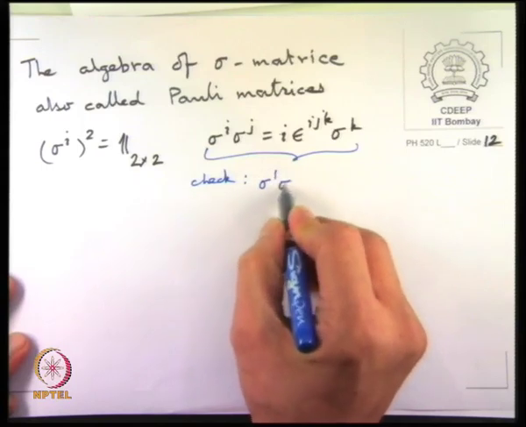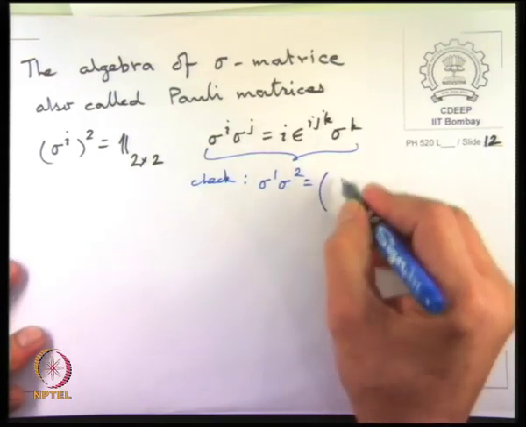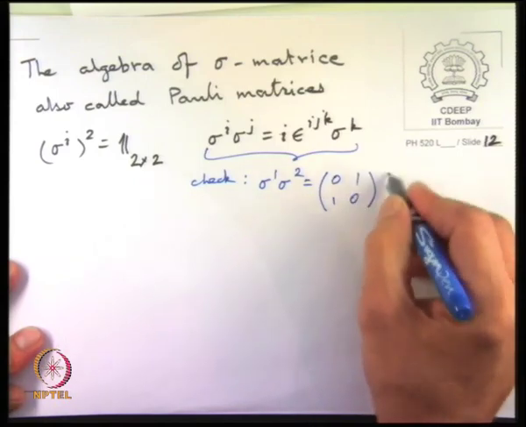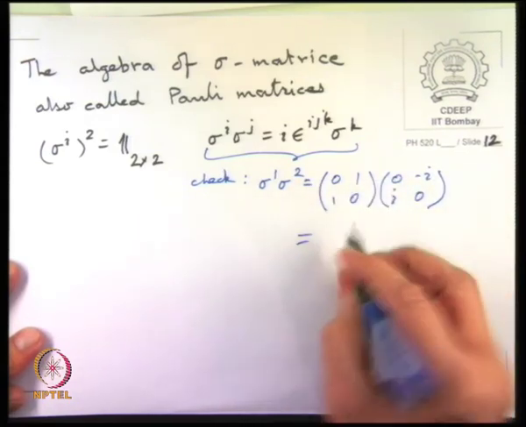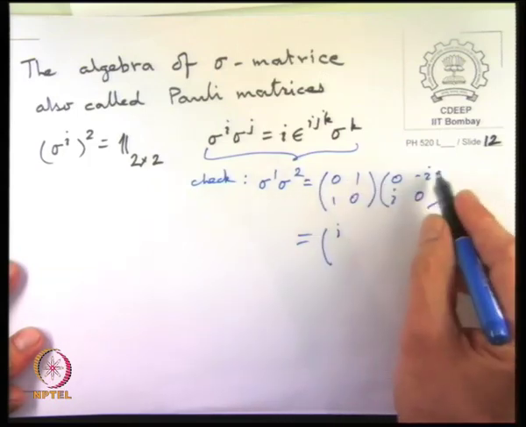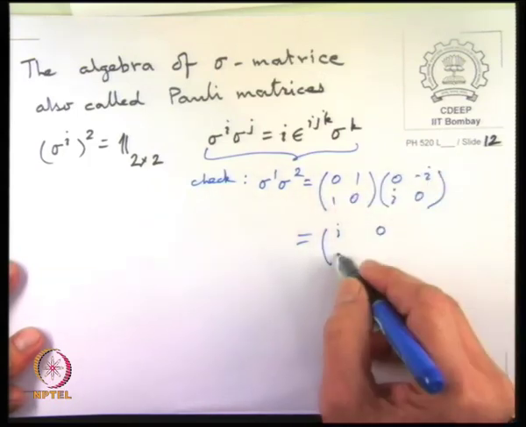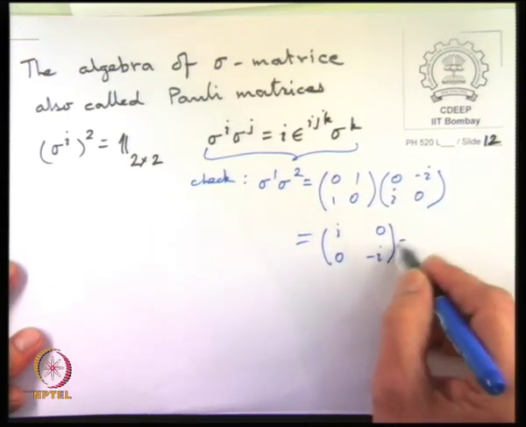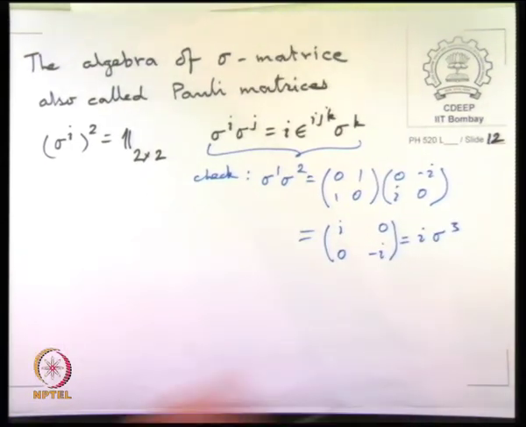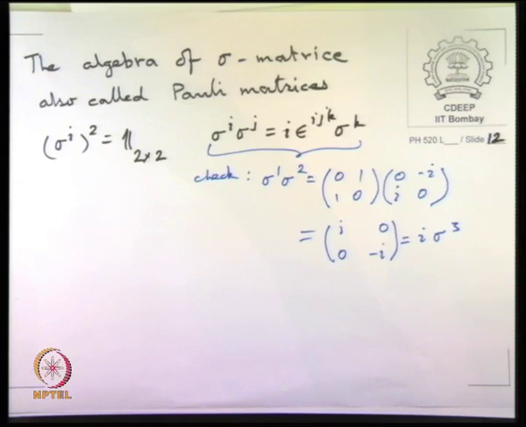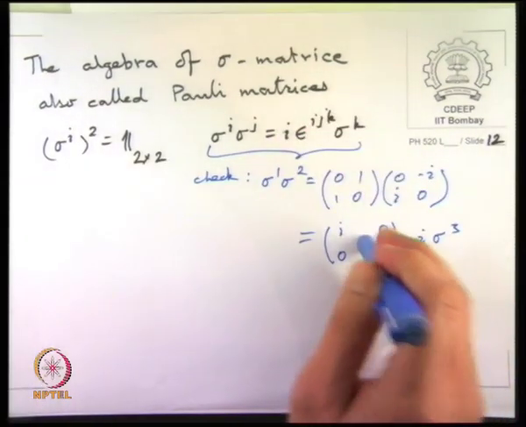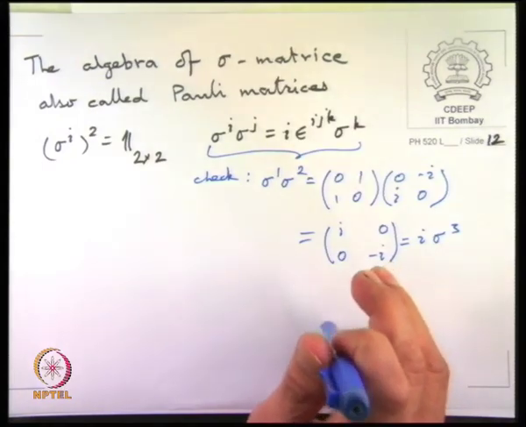If I take sigma 1 sigma 2, that is equal to 0 1 1 0 times 0 minus I I 0. So this becomes this row into this column I, this row into this column is 0, this into this is 0, this into this is minus I. So it is equal to I times sigma 3 matrix. So you can cyclically check this for sigma 1, sigma 2 and sigma 3, and you will essentially get this epsilon, the cyclic property. But this is a special property of sigma matrices which does not generalize to SUN. Okay, this is special to SU2.